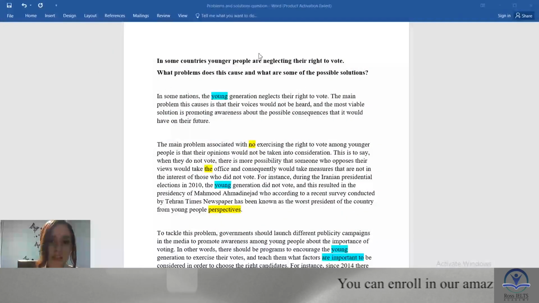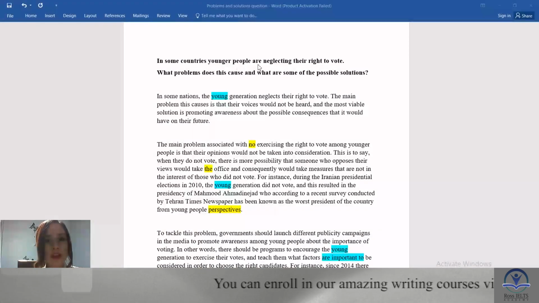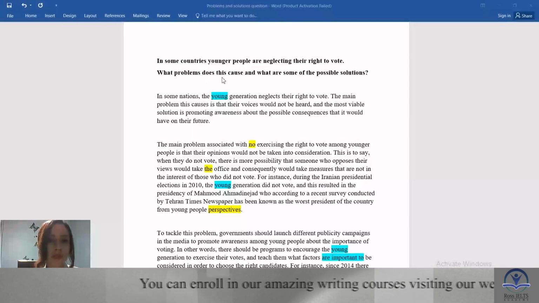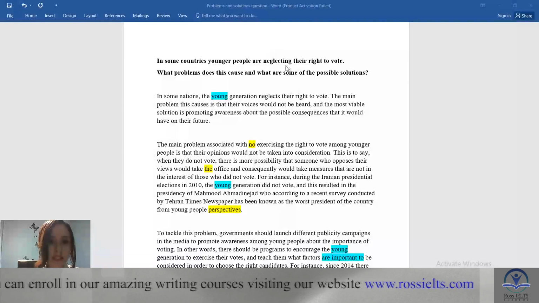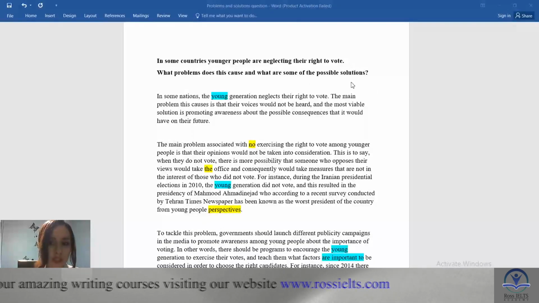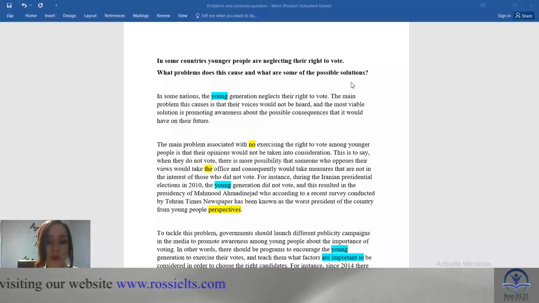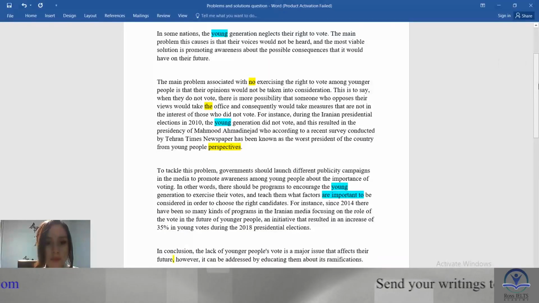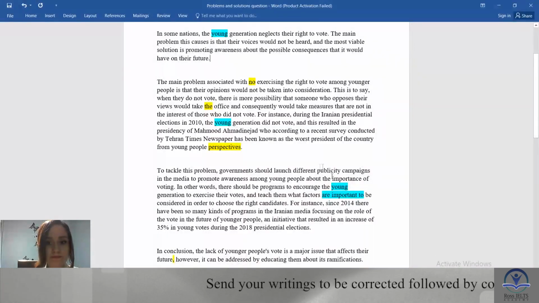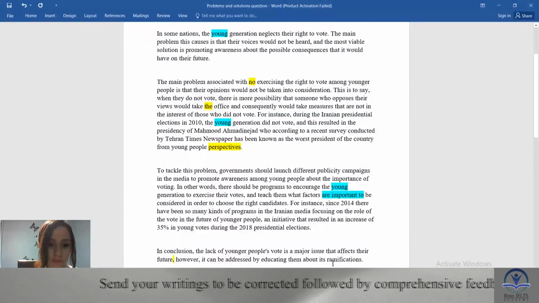So first we take a look at the question statement, which says, in some countries, younger people are neglecting their right to vote. What problems does this cause and what are some of the possible solutions? As you can see, this is a problems and solutions question, which can be asked in IELTS writing task 2 in academic or general module. When I just take a look at the paragraph structure, I can see it's written in 4 separate paragraphs. The first one is the introduction, body paragraph 1, body paragraph 2, and the conclusion.